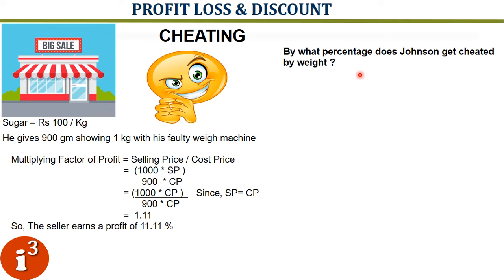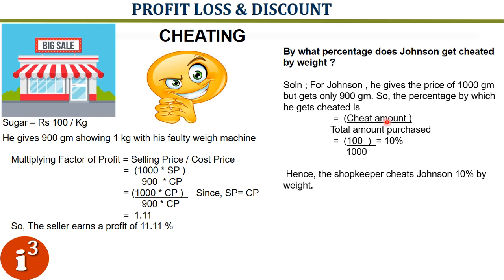So Johnson got cheated by 100 gram for every 1,000 gram he is purchasing. So what will be Johnson's cheat percentage? That is, the cheat amount is 100 for every 1,000 gram he is purchasing. So this will be 10%, 100 by 1,000.